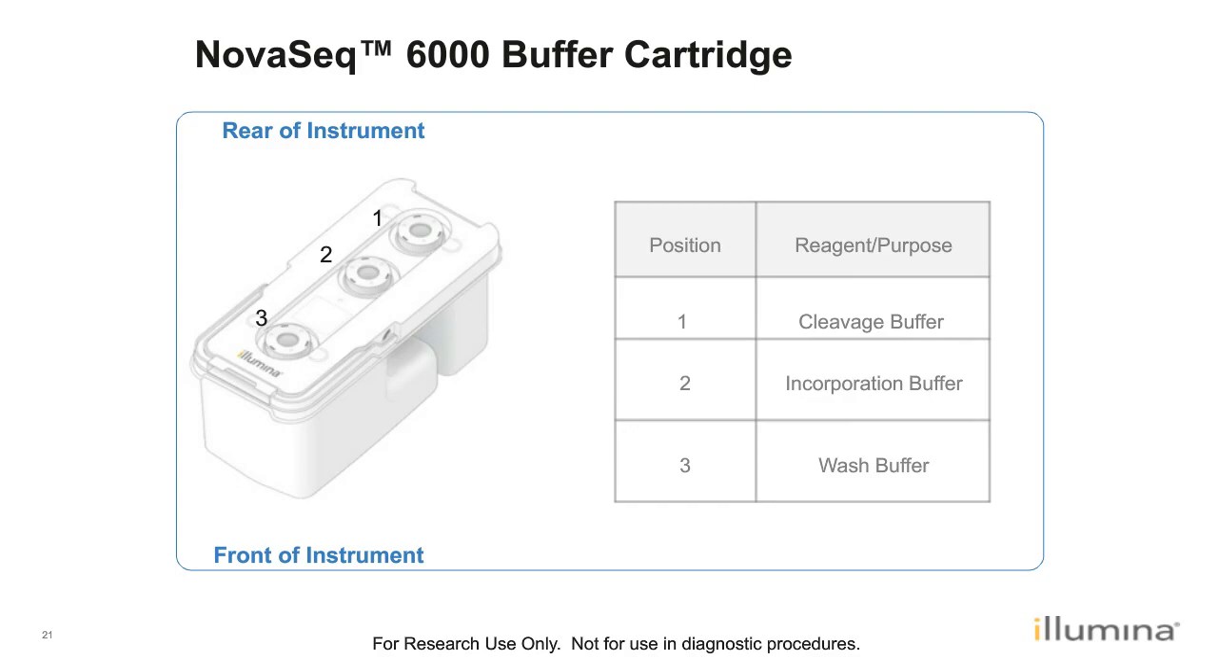So the buffer cartridge is the picnic basket that we talked about earlier. And just like the cluster and SBS cartridges, it can only be loaded in one orientation. This is from where we draw the wash solution for the automatic post-run wash. And it also contains the buffers used during the run itself to remove reagents from the previous chemistry step.